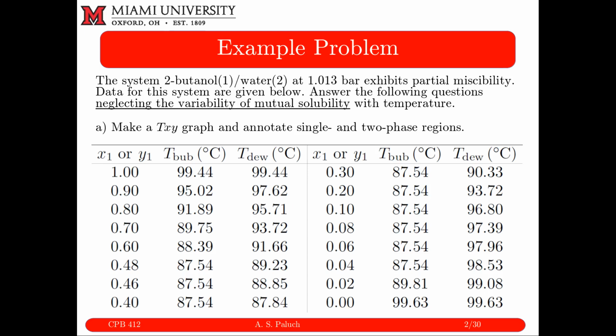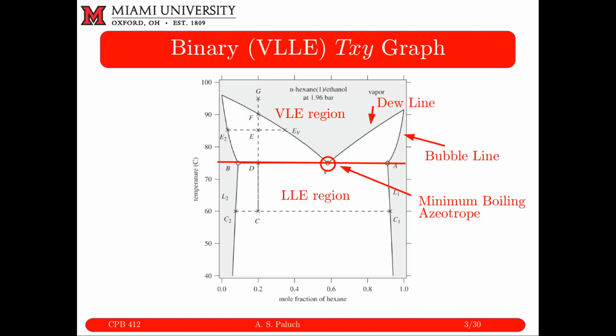Part A: make a T-x-y graph and annotate the single and two-phase regions. Before we do that, we'll look at our plot from before. Remember, I've got my standard VLLE diagram up here. Here's my dew line separating my vapor from the two-phase region. Here's my bubble line separating liquid from two-phase. This is a system with a heterogeneous minimum boiling azeotrope and has this characteristic flat region of my bubble line, where those 2 points correspond to my mutual solubilities.